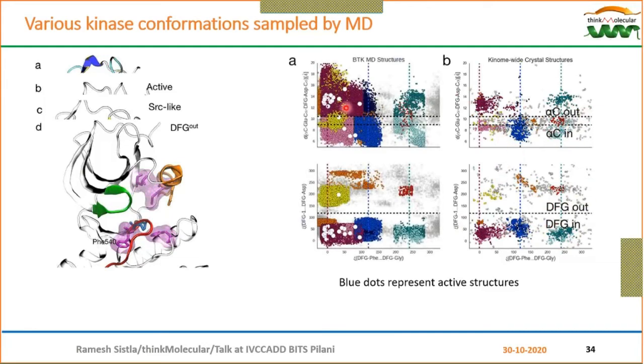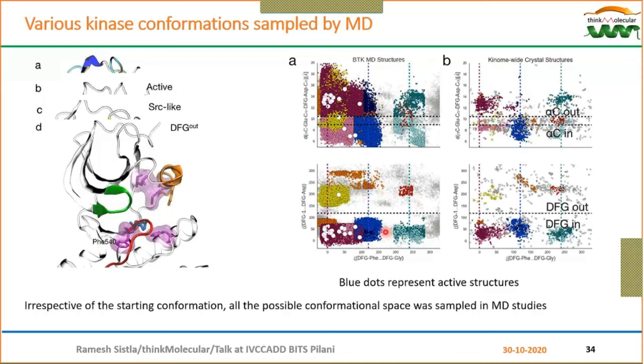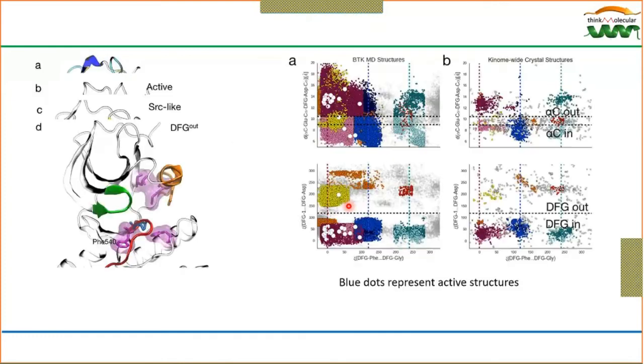Now what they found in their MD output is that these are the static conformations in the PDB. Each of these white dots represents a static conformation. The bottom plot is for DFG, the top plot is for helix C. Irrespective of the static conformation, the kinase is pretty much sampling the whole conformation space, much like what we see, and even more, than in the kinome crystal structures. So irrespective of the starting conformation, all possible conformation spaces were found in this molecular dynamics study.